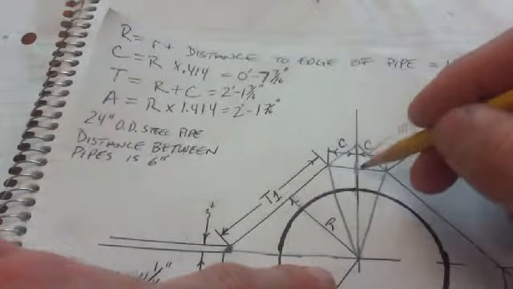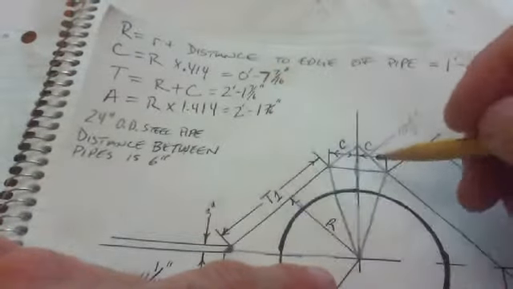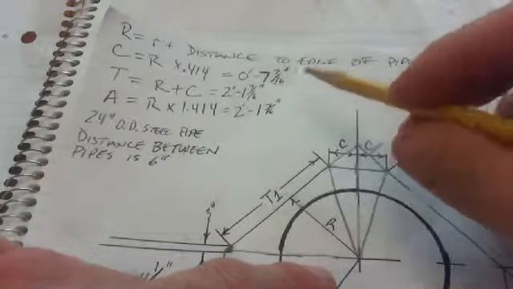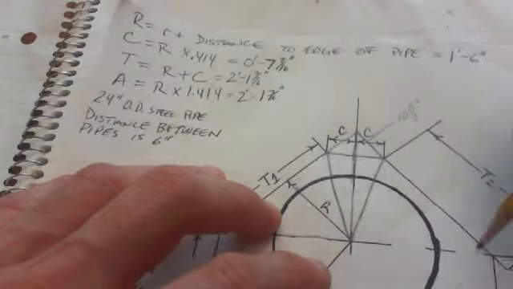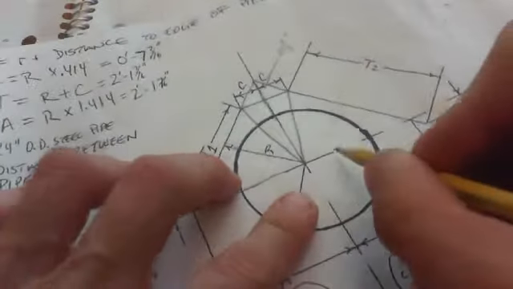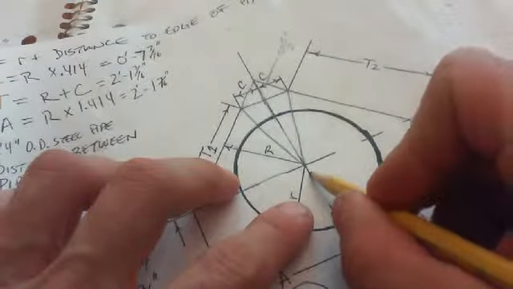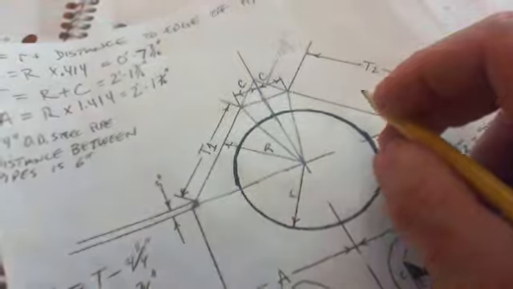So when we multiplied this by 1.414, and then go ahead and we extend this down, and this one goes beyond the center line, so 6 inches on this side. So let's see.